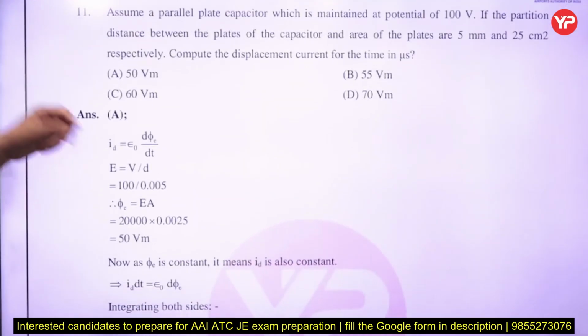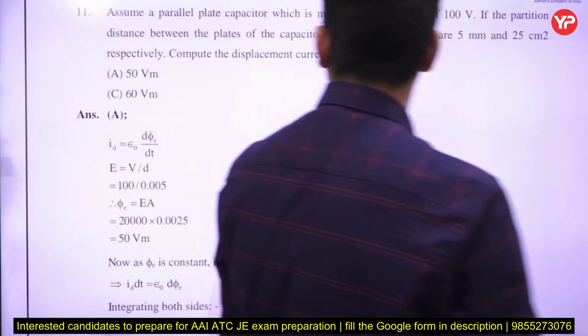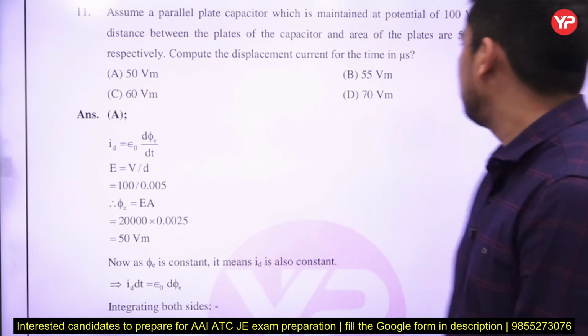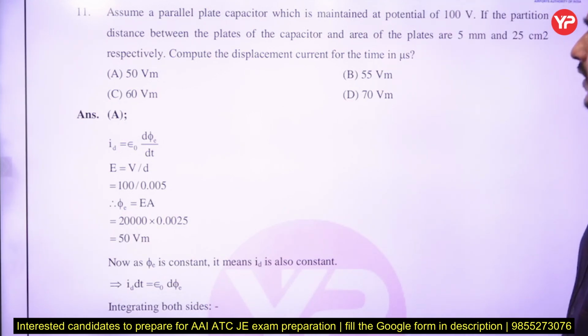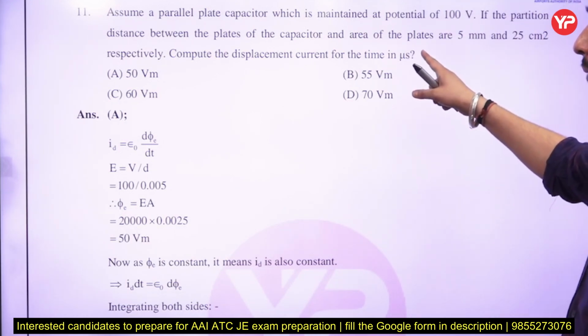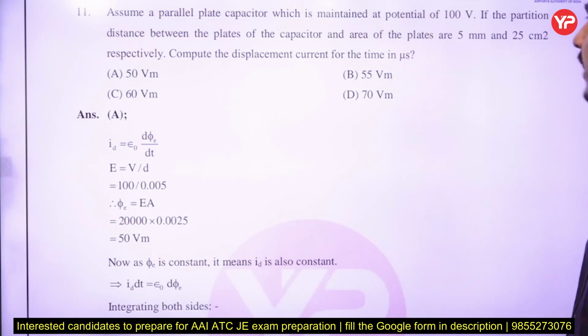Next question. Assume a parallel plate capacitor which is maintained at a potential of 100 volts. The separation distance between the plates of the capacitor and the area of the plates are given to you, then compute the displacement current density. Again, the displacement current for the time in microseconds. I think something is missing here. The time is given to you, right? At this particular time you have to calculate that, right?